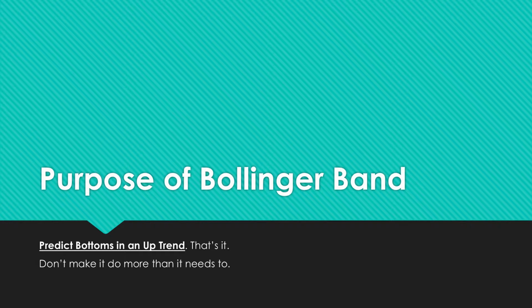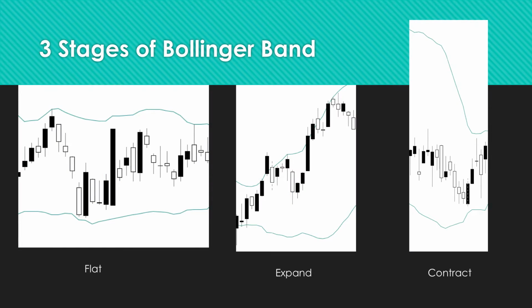So the purpose of the Bollinger Band is to predict tops and bottoms, but in this case, we're only going to use it to predict bottoms in an uptrend. We're not trying to use Bollinger Band to predict a trend because we have another indicator that does the trick. Bollinger Band is only used to predict bottoms in an uptrend. If you stick with that, you will make a lot fewer mistakes, which means you'll save a lot more money. So there are 3 stages of Bollinger Band: flat, expanding, and contracting.